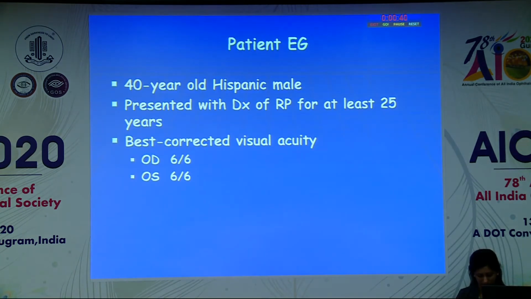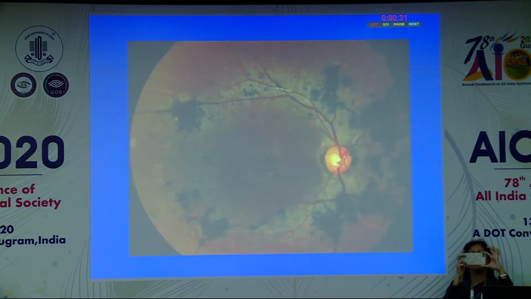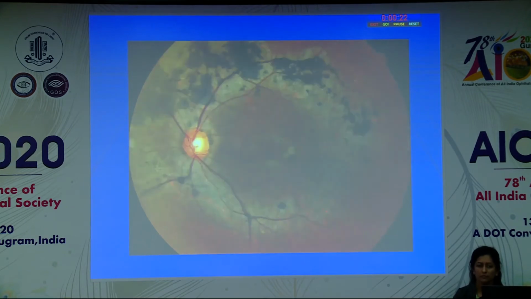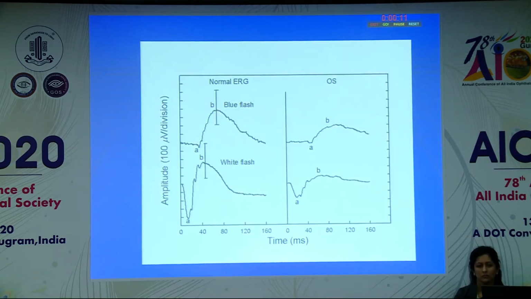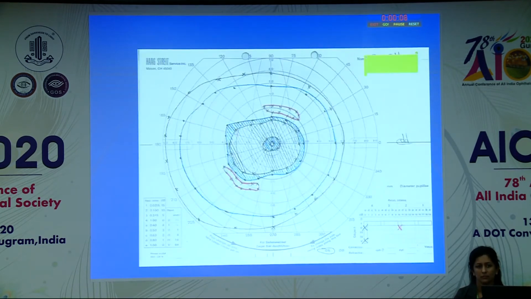A similar 40-year-old patient, Hispanic, also presented for diagnosis of RP, at least 25 years of history, and vision was fine. And this was the pigmentary change. As you can see, more along the arcades, not too much in the periphery or the macular area, and similarly in the left eye. And the visual field showed a very posterior ring scotoma, but the peripheral fields are pretty good. And this is the other eye, similar pattern.